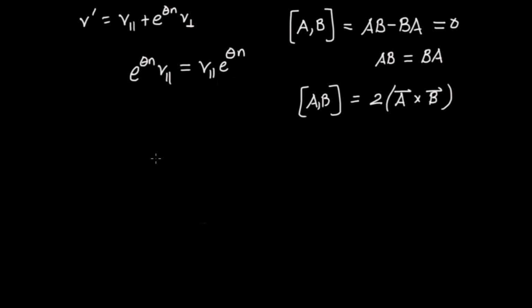And now, if you look at what the vector part of e to the theta n is, the vector part is going to be sine theta times n hat, and the vector part of this is going to be just v parallel. However, n is in the same direction as v parallel, so that means that this cross product is actually 0. So I do actually get the case that the commutator goes to 0, which means that these two quaternions commute.